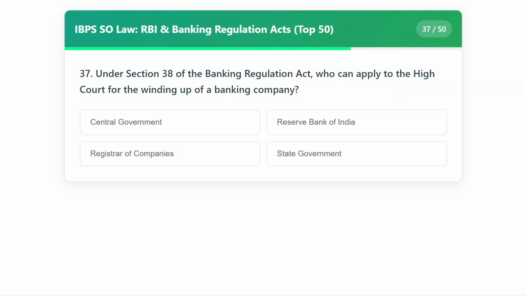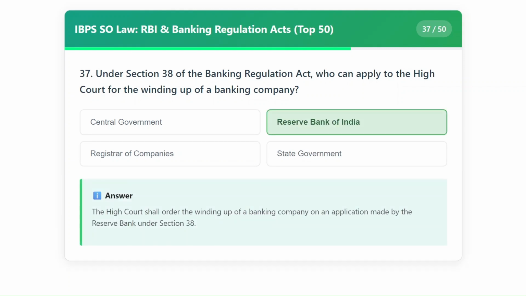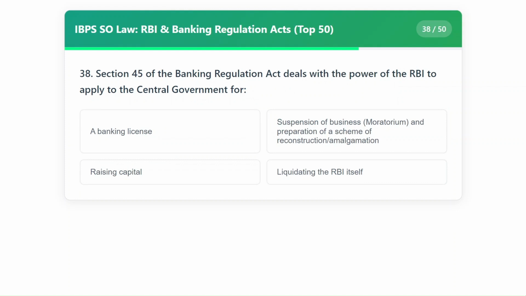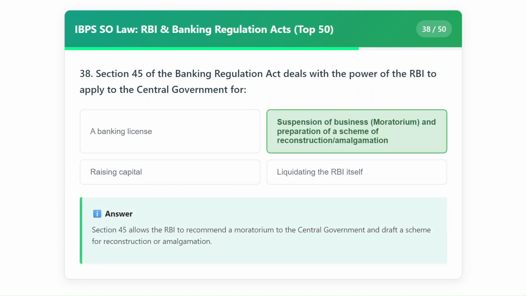Reserve Bank of India. Section 45 of the Banking Regulation Act deals with the power of the RBI to apply to the central government for suspension of business and preparation of a scheme for reconstruction.